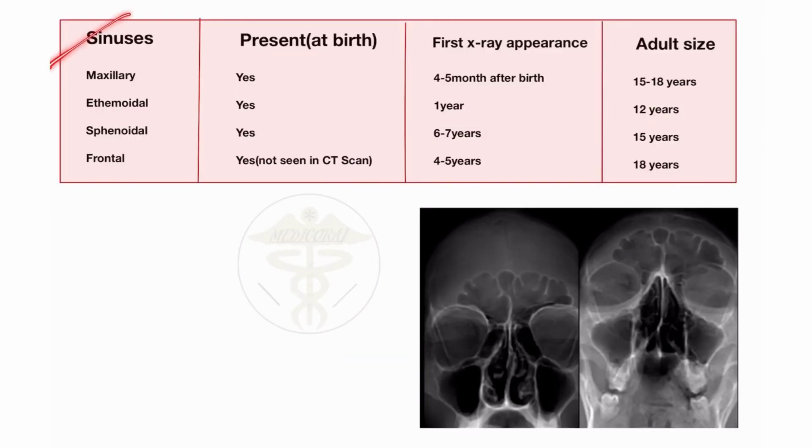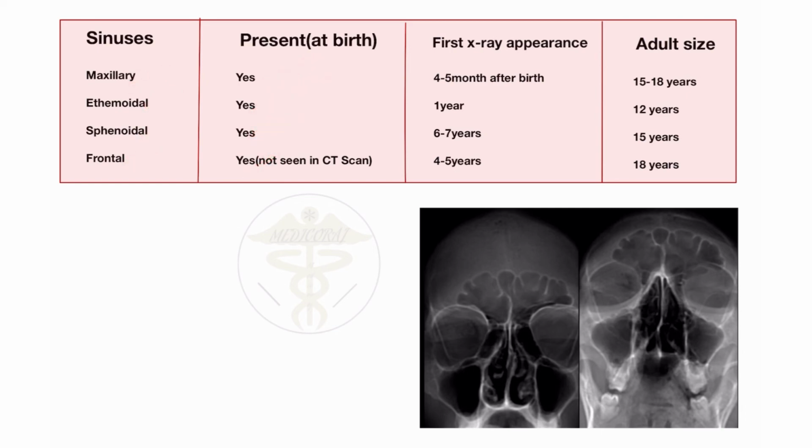So this chart is very important for us, because many questions are asked from this chart. So first of all, sinuses. I already said there are four types of sinuses: maxillary, ethmoidal, sphenoidal and frontal paranasal sinuses. First is which sinuses are present at birth. Please learn that all sinuses are present at birth, at the birth of the child. Then you will see all types of paranasal sinuses: maxillary, ethmoidal, sphenoidal and frontal.